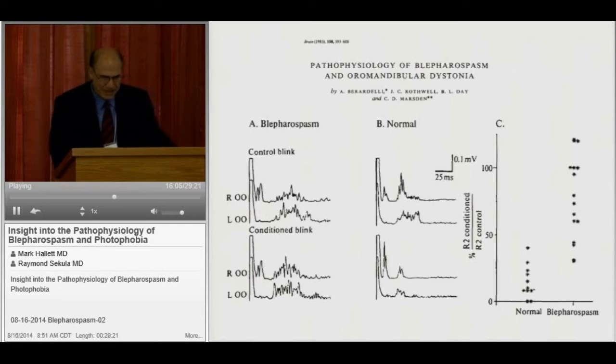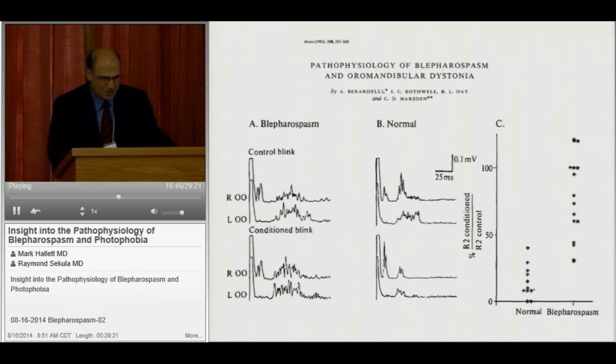If you look at part B, which is called normal, this is a person that doesn't have blepharospasm. This is the EMG, the muscle activity of the right eye. This is the muscle activity of the left eye, and this response here is the blink. So you give a little shock and you get a blink. Now if you do a second shock, 200 milliseconds, a fifth of a second later, the amount of blinking is less. And this is called inhibition of the second blink compared to the first blink.